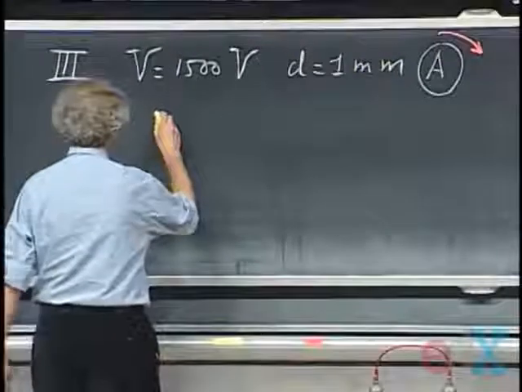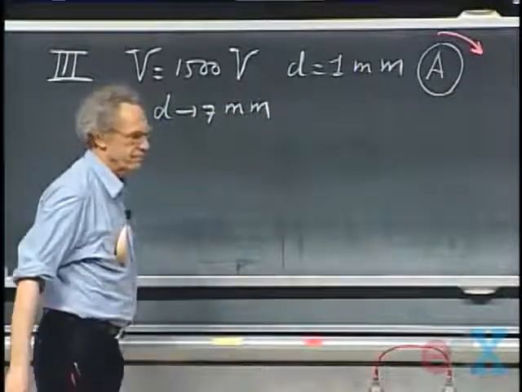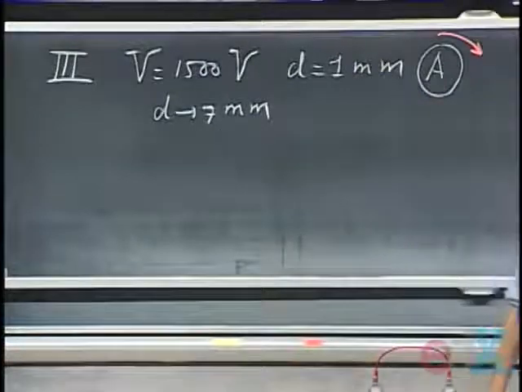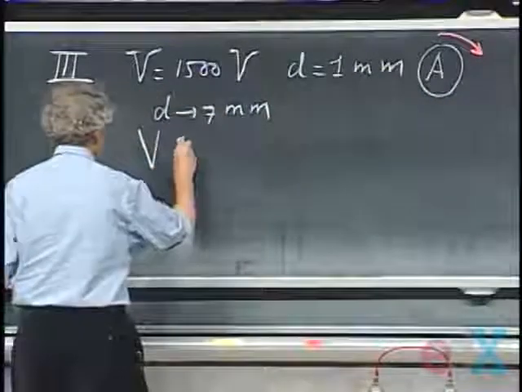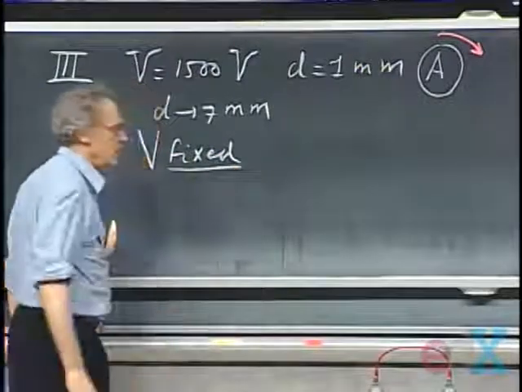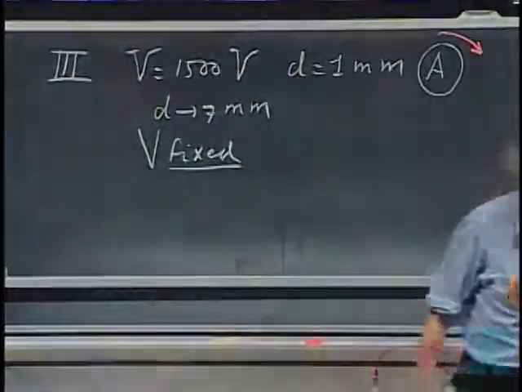Now I'm going to increase d to 7 millimeters. Now something very different will happen from what we saw in the first experiment. The reason is that the potential difference is going to be fixed because the power supply is not disconnected. The power supply stays in place.